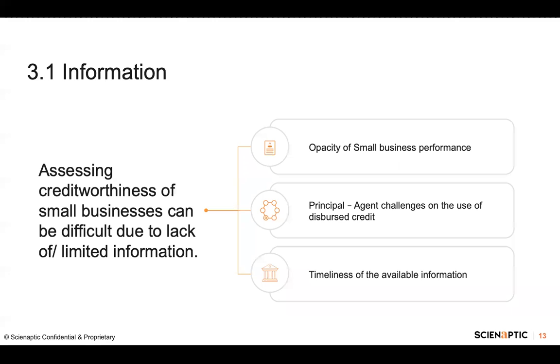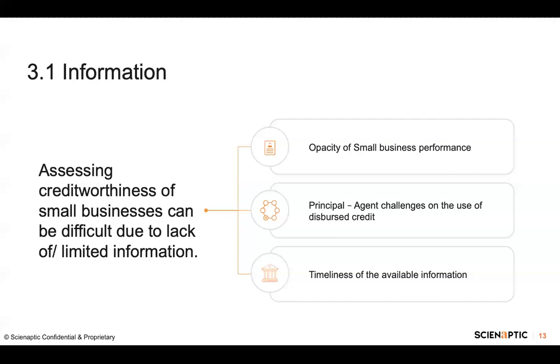The first one, of course, is information. Now, this is one of the reasons most financial institutions, large banks especially, have highlighted that because of the information asymmetry between the small businesses sharing the information and how they assess it, the decline rates or approval rates, in other words, are quite low.